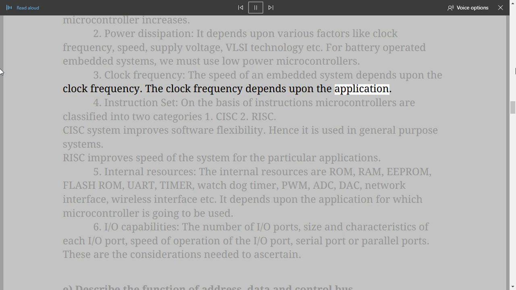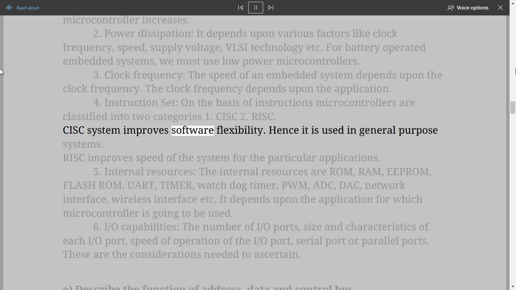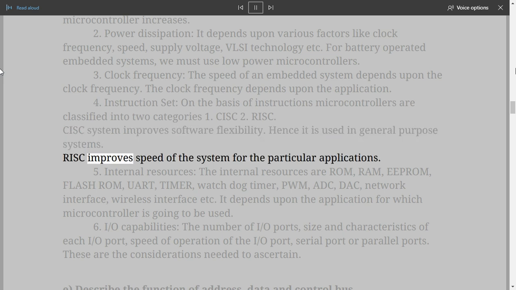4. Instruction set. On the basis of instructions, microcontrollers are classified into 2 categories: 1. CISC, 2. RISC. CISC improves software flexibility, hence it is used in general-purpose systems. RISC improves the speed of the system for particular applications.